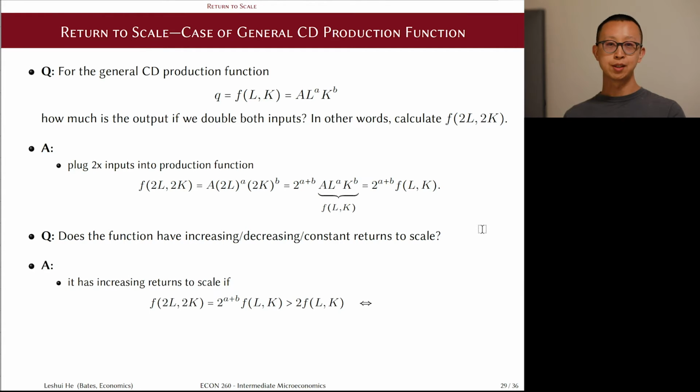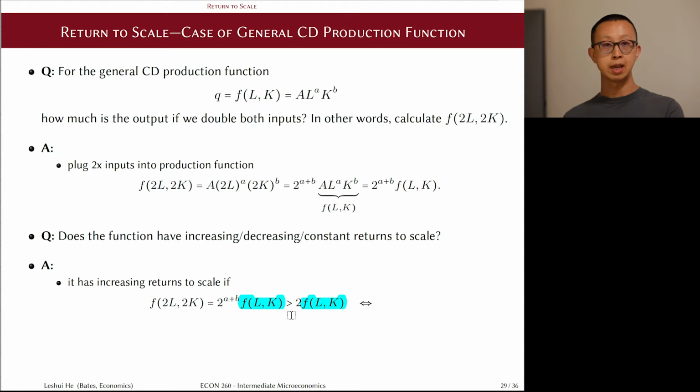All right. First, let's see when we have an increasing return to scale case. We know from the previous expression that when we double the inputs, the output we get will be 2 to the power of a plus b times the amount of output we get without doubling the input. And if the output level is greater than twice the amount of the original output, then we have increasing return to scale. But notice that this entire term of f of L and K is exactly the same on the left-hand side and right-hand side of this inequality.